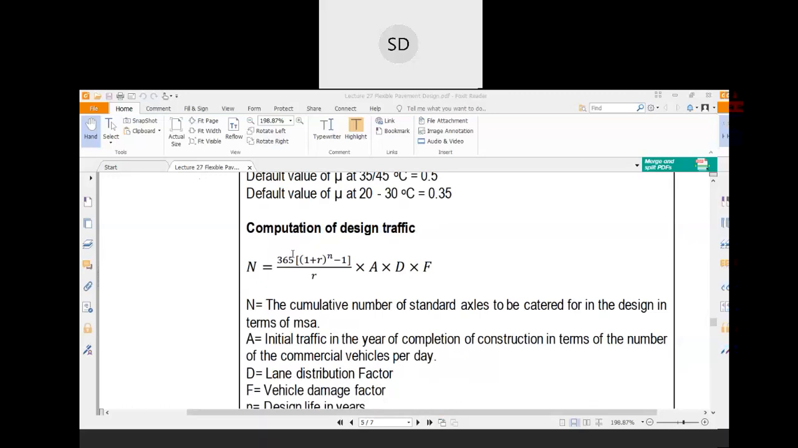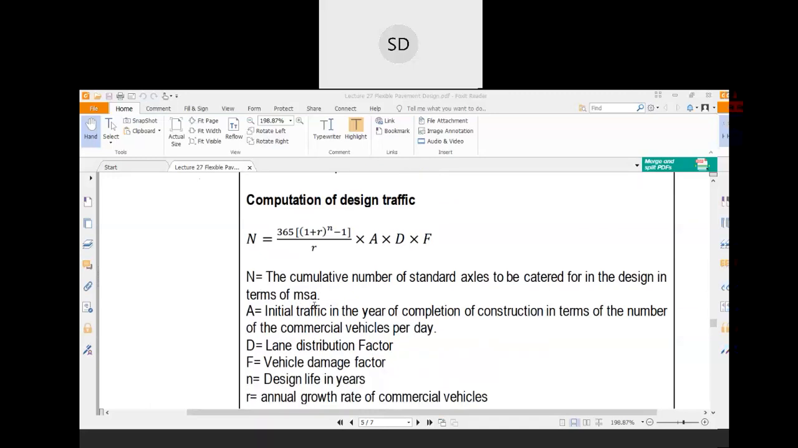Now another thing is, first you need to compute the design traffic. So how do you compute it? N is the cumulative number of standard axles to be catered for in the design in terms of MSA, that is million standard axles. Here 365 denotes the number of days in a year. Here R is the annual growth rate, and n is the design life. So if you want to design for 15 years, in that case n would be 15. If you want to design for 10 years, in that case n would be 10.